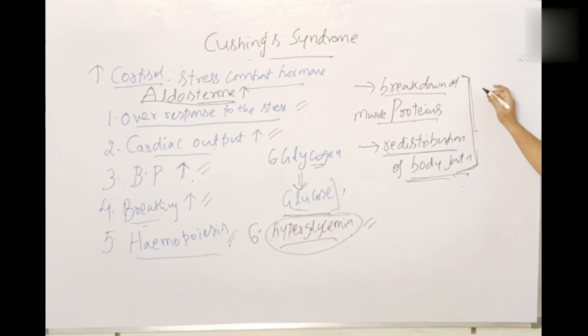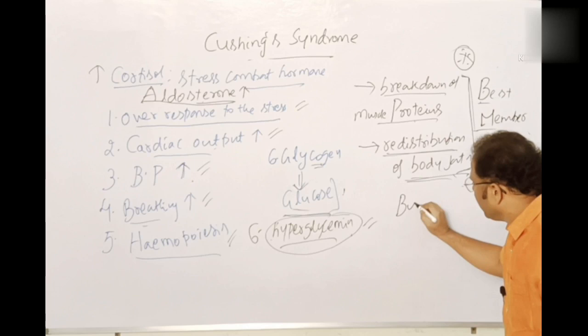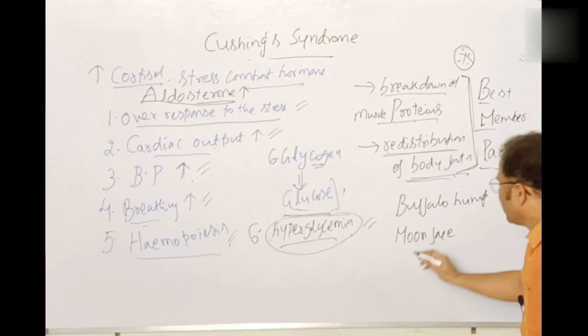BMP. Very important, repeat, BMP. What is BMP? Best member of parliament. Best member of parliament. Don't get laughed here. BMP here is a quote to remember, which stands for best member of parliament. B stands for buffalo hump. M stands for moon face. And P stands for pendulous abdomen. Pendulous abdomen.